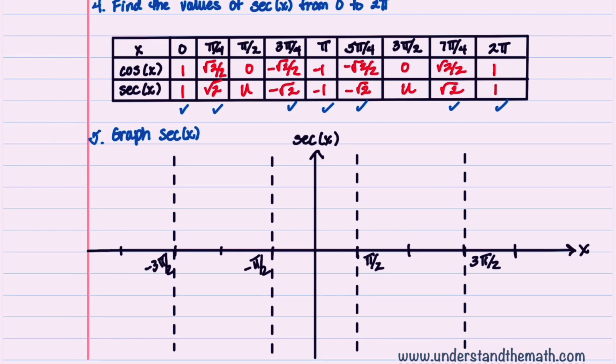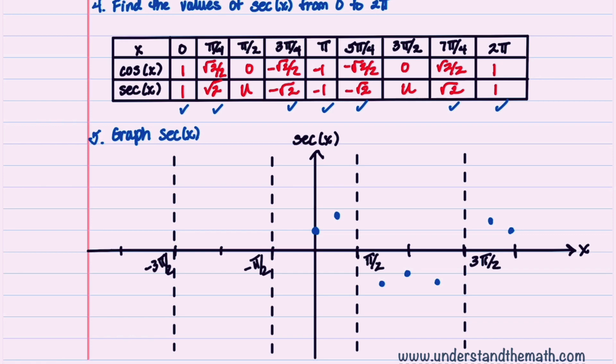So we'll begin when x is equal to 0, secant is equal to 1, and then at pi over 4, it jumps up to root 2. At 3 pi over 4, our secant is minus root 2. And then at pi, it's equal to minus 1, and then back down to minus root 2. At 7 pi over 4, it's equal to root 2. And then at 2 pi, it's equal to 1.